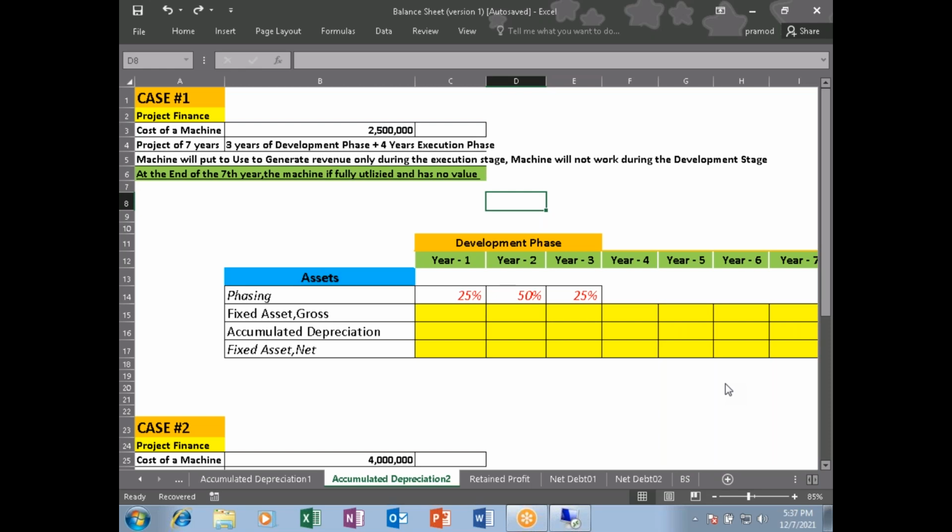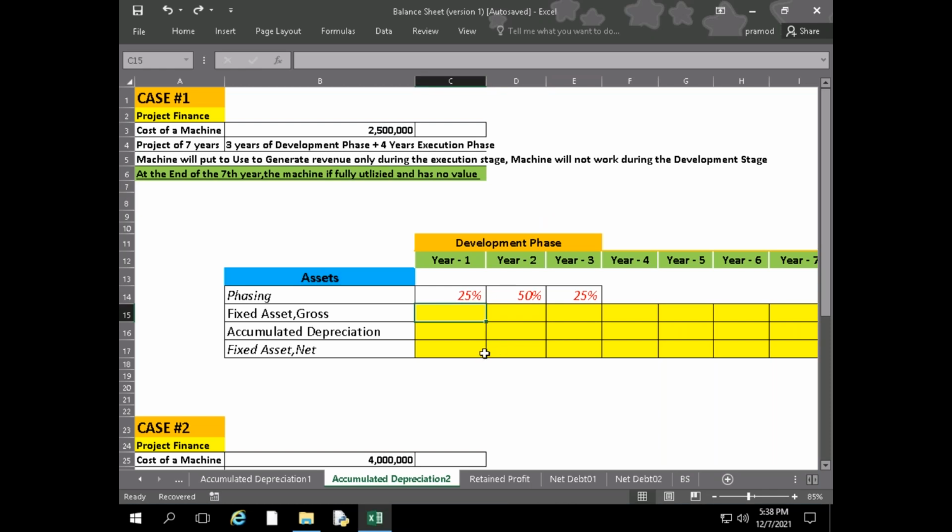So it should add. Now what you need to do for the fixed asset on the gross equals, where is my 25? Either you can type 25 lakh or you can select it into 25%, or you can select this amount only directly. So it is 6,25,000.